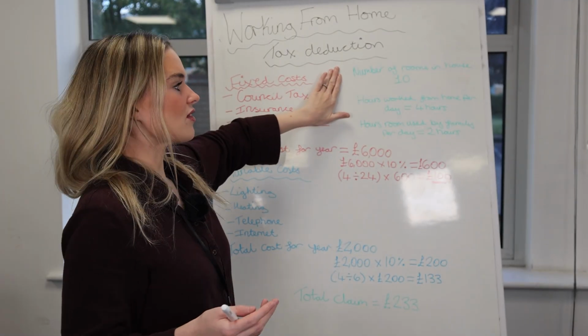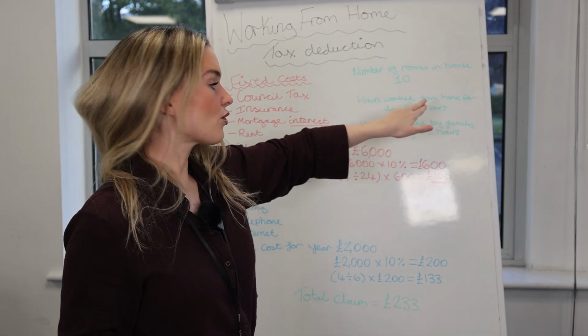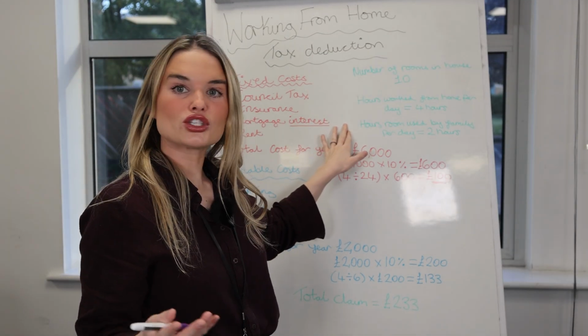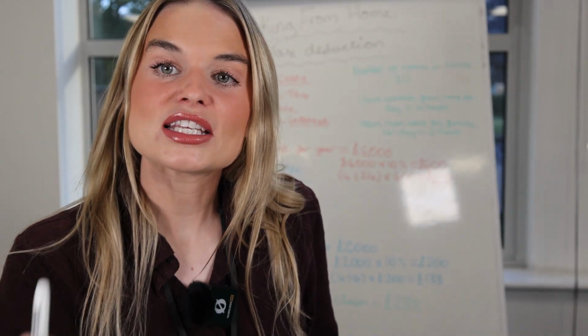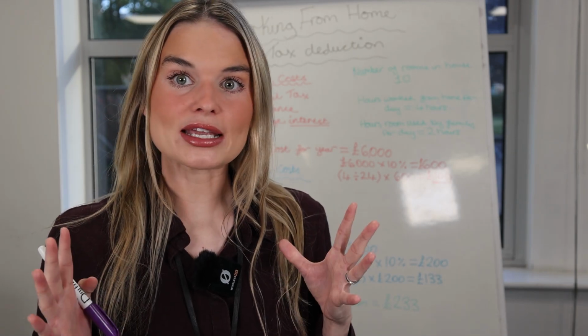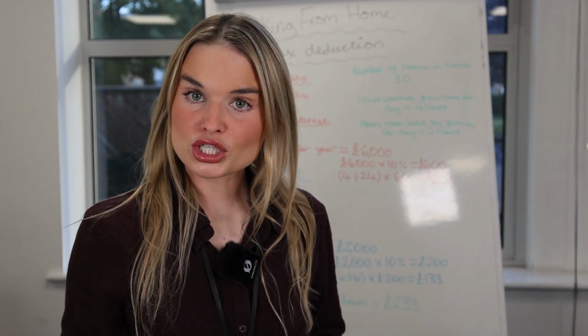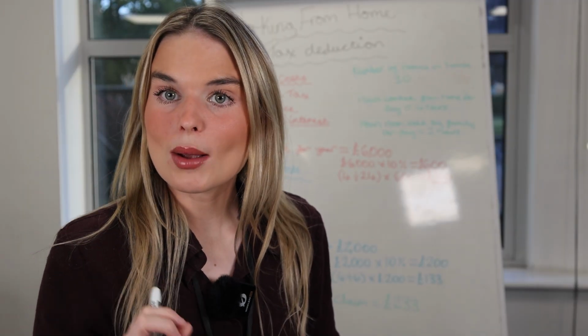So 10 rooms in the house. Hours per day work from home, 4 hours a day work from home. Hours per day that the room is used by family is going to be 2 hours a day. Now, I've included this because it's very important that we don't use this room exclusively for business purposes. If we do that, then we are going to have capital gains tax implications when we sell our property.